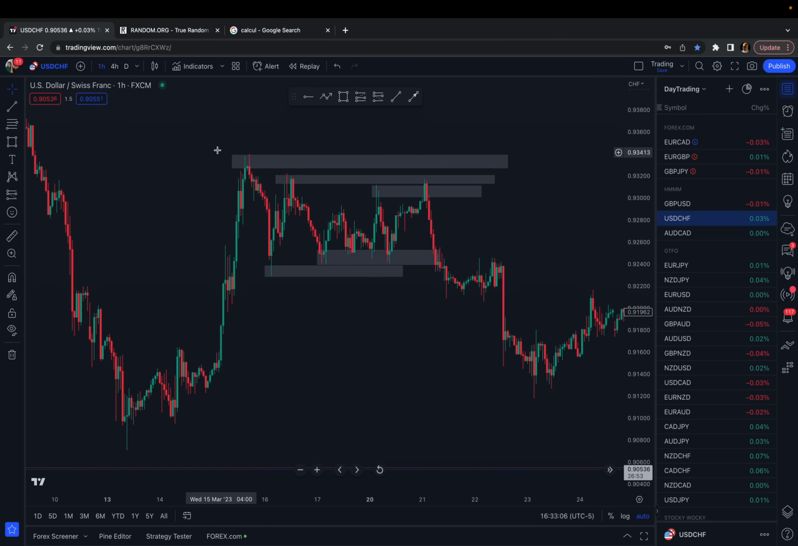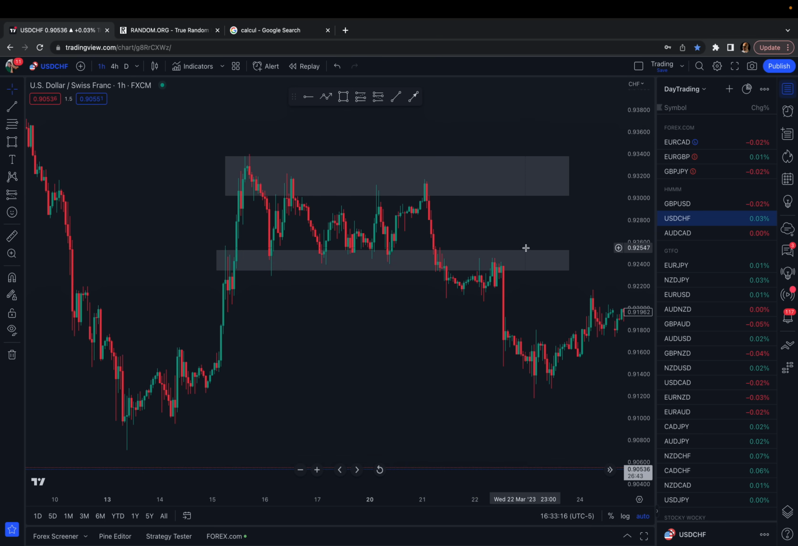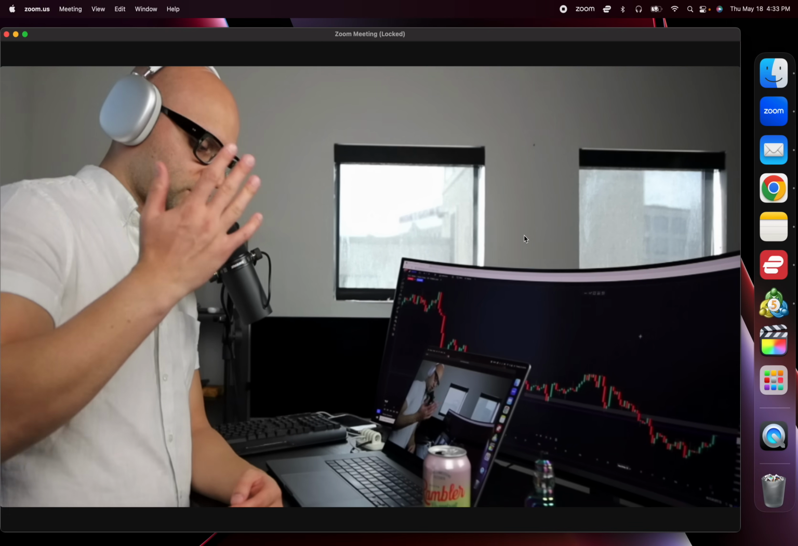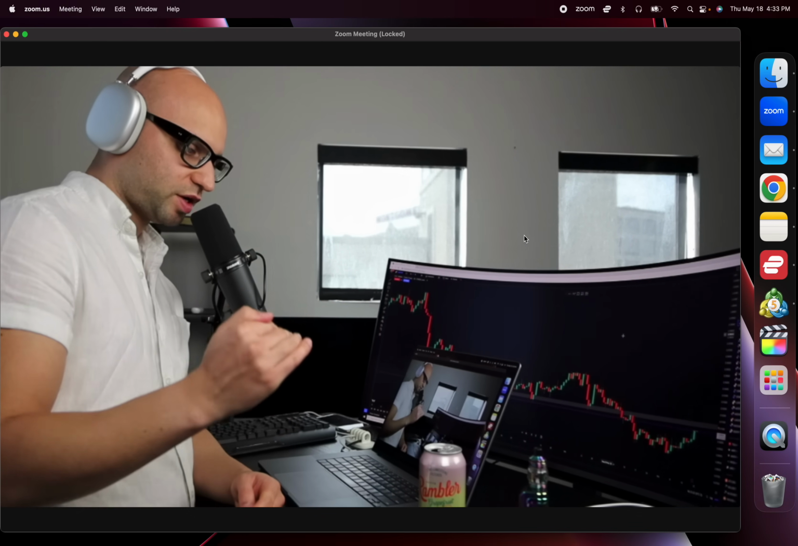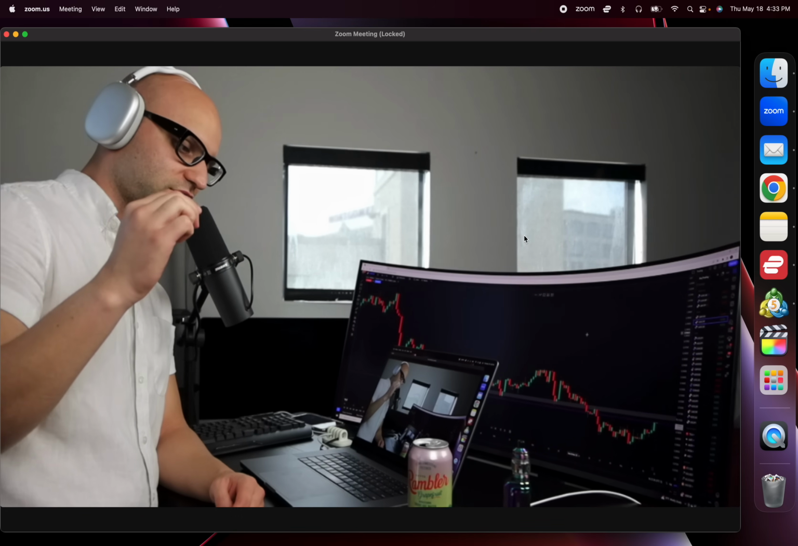So here's what I do. I don't even play that game. I just delete everything, and I just draw a nice thick support resistance zone to represent that general area where price has been bouncing. And that's it. I just thicken it up. Sometimes price won't go all the way into a zone, sometimes it'll go really far into a zone, break past it a little bit.